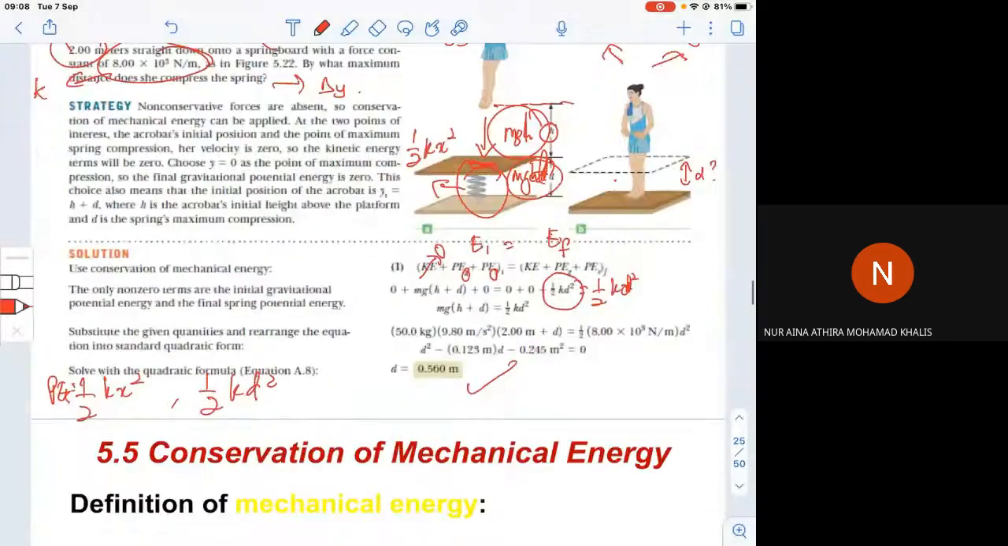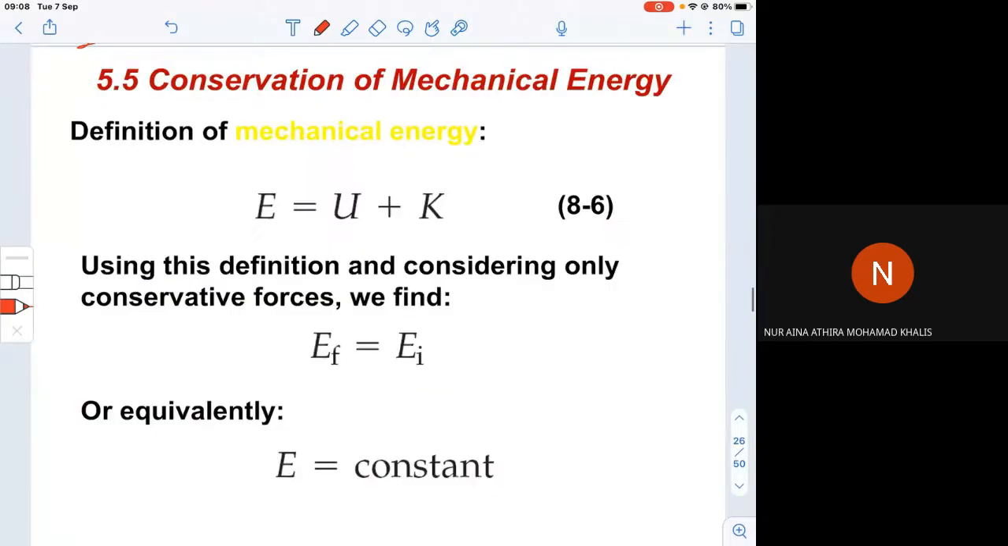So please, before we continue, we just need to focus on conservation of mechanical energy. Then we take a break for a few minutes, for you to maybe go to the toilet or whatever you want to do. Okay, we just take 1 or 2 minutes break.